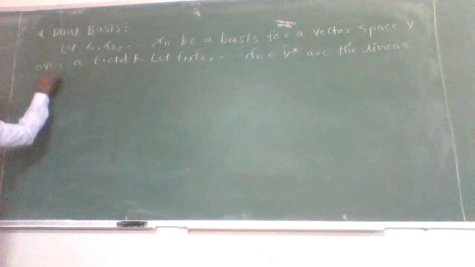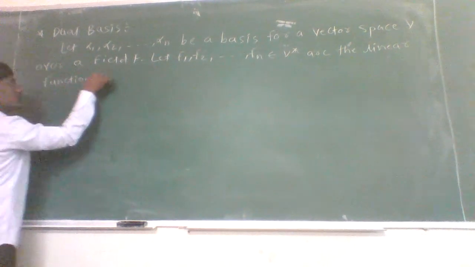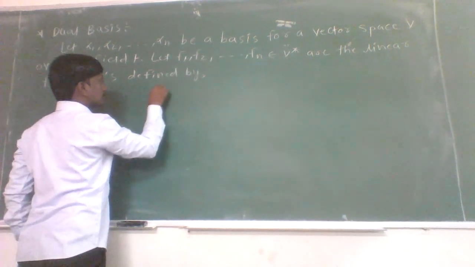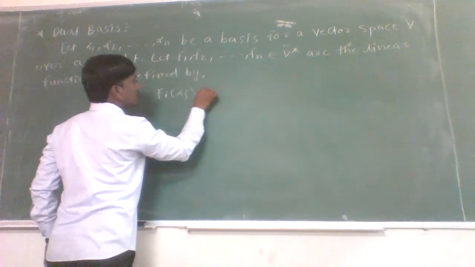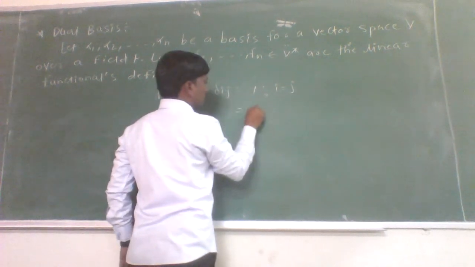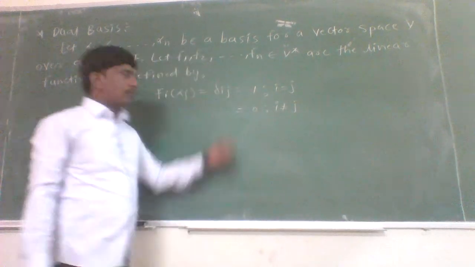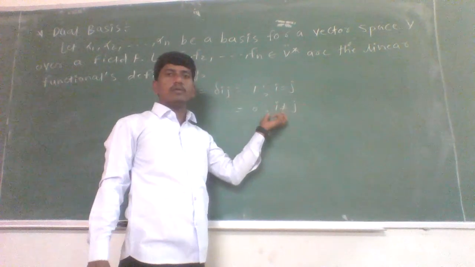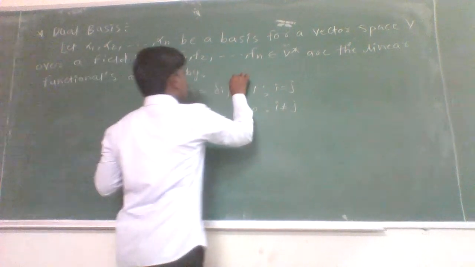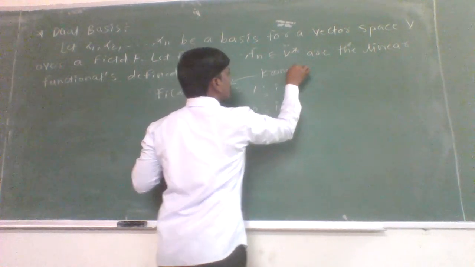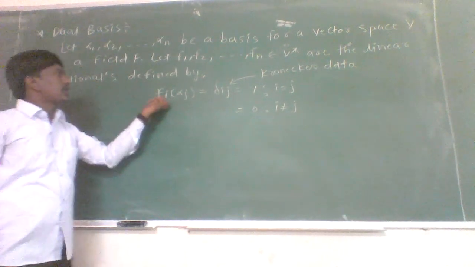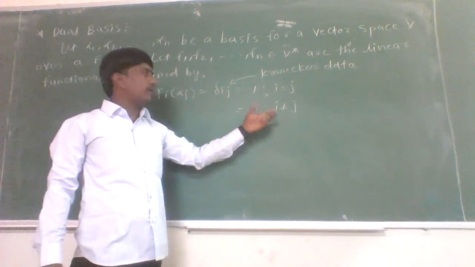linear functionals defined by f i of alpha j equal to delta ij, equal to 1 whenever i is equal to j and equal to 0 whenever i is not equal to j. Now this f i of alpha j equal to delta ij is also called a Kronecker delta. This delta is also called a Kronecker delta. Okay. So we have defined these linear functionals as f i of alpha j equal to 1 whenever i is equal to j and equal to 0 whenever i is not equal to j.